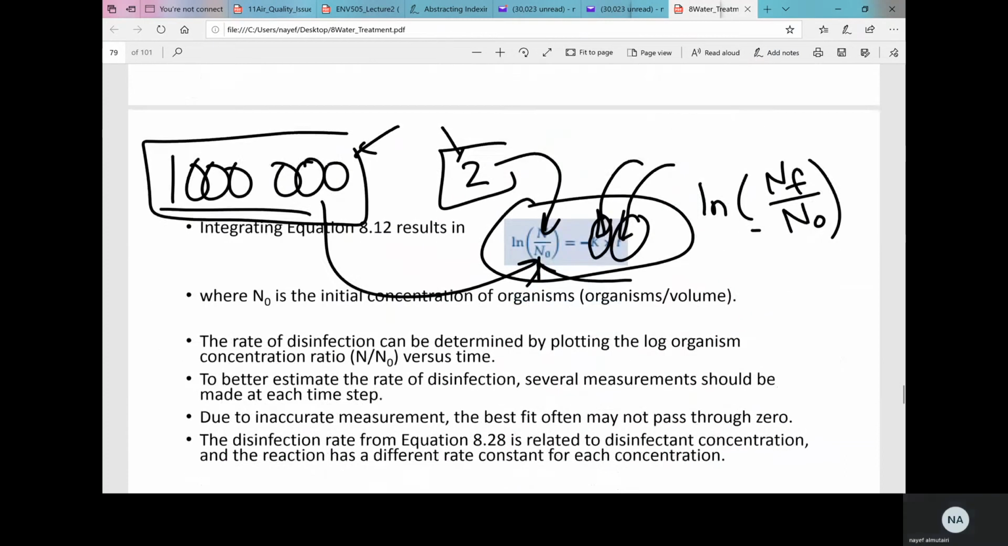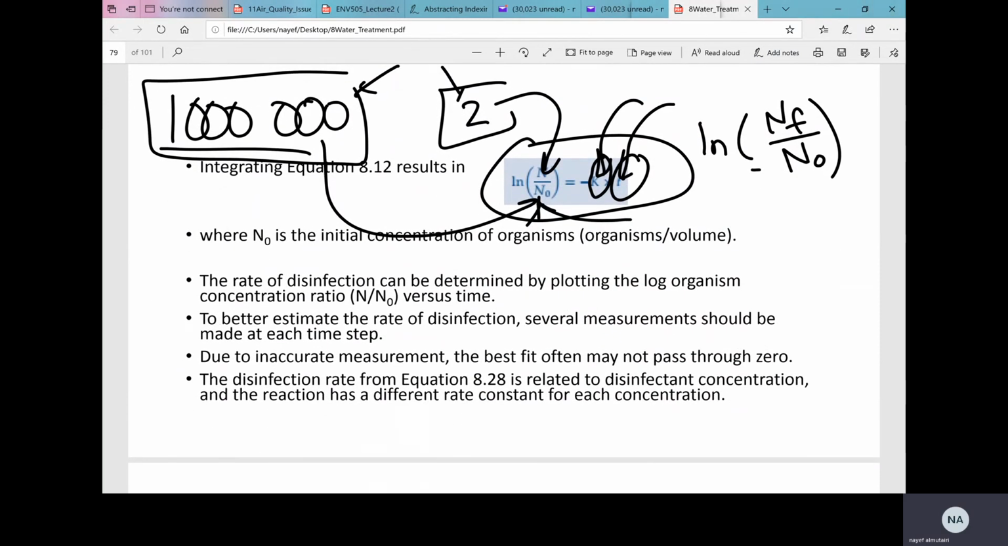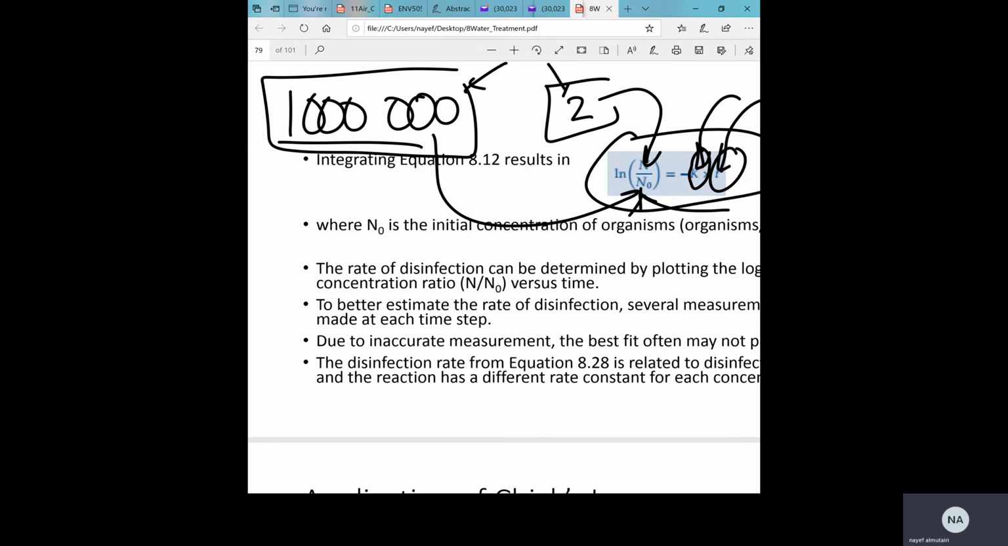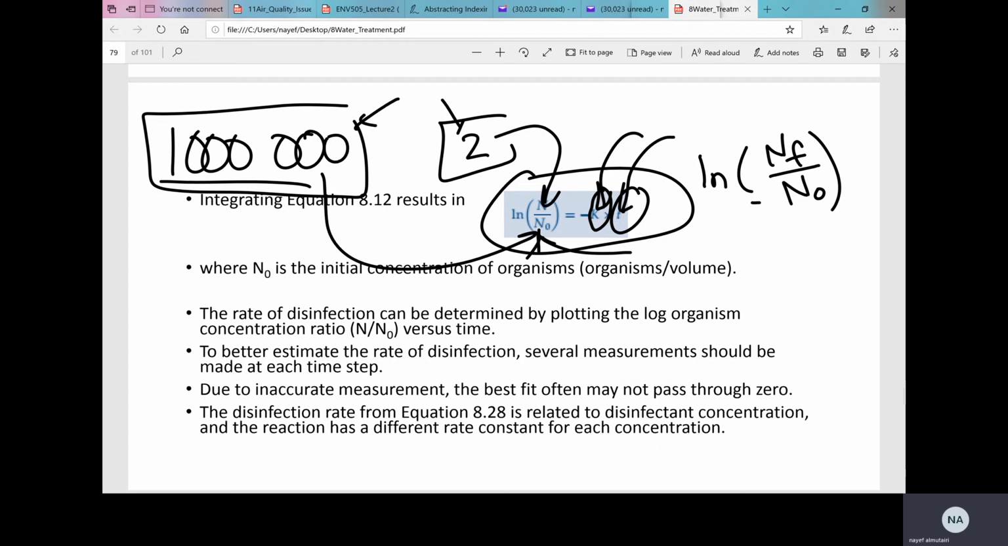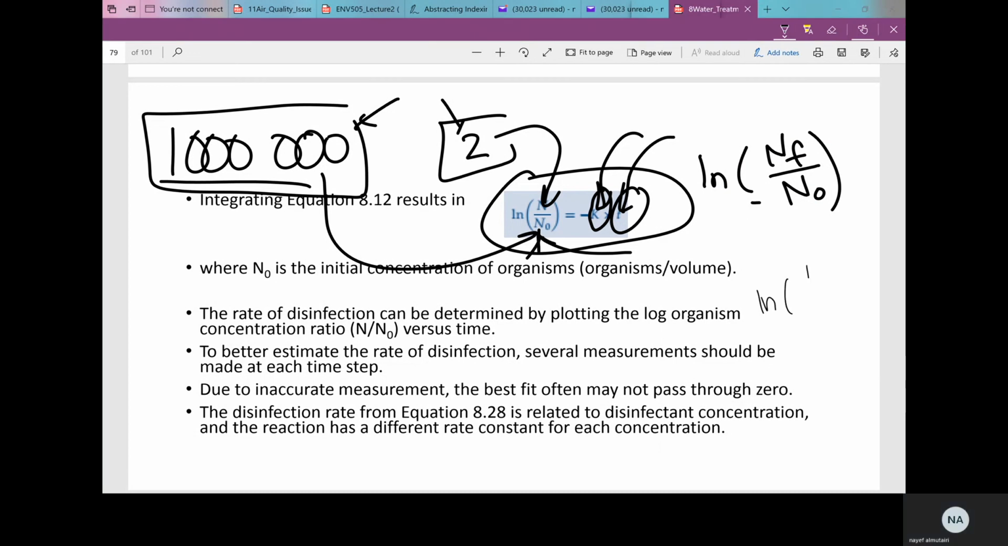Let's go to, well, this is from when I was teaching. Let's go back. Okay. It's ln N over N naught equals minus kt. N is the concentration of the microorganisms at time t. Let's call it ln Nt. And N naught is the initial number of microorganisms. Let's say, as I gave you in the class, let's say that this is like 1 million.